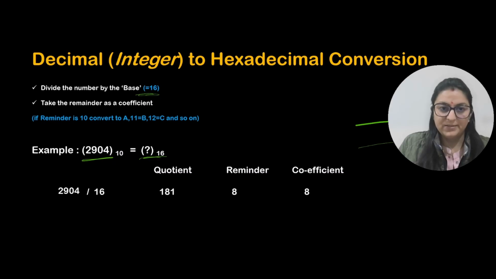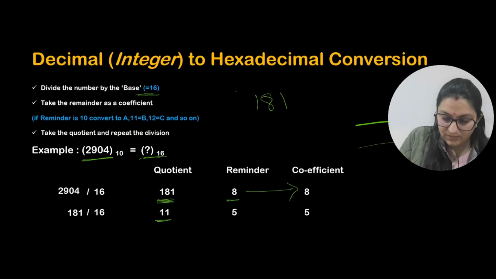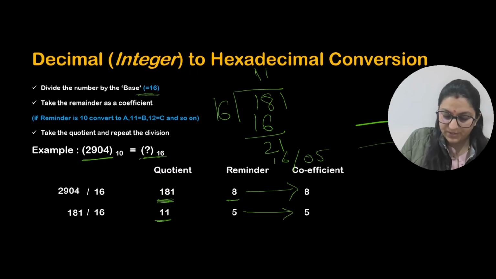2904 divided by 16, we will get the quotient 181 and the remainder 8. So we will consider 8 as a coefficient. Next step is to take this quotient 181 and repeat this step. 181 divided by 16: 16 elevens are 176, the remainder is 5, and the quotient is 11. So put 5 as a coefficient and 11 for the next calculation.